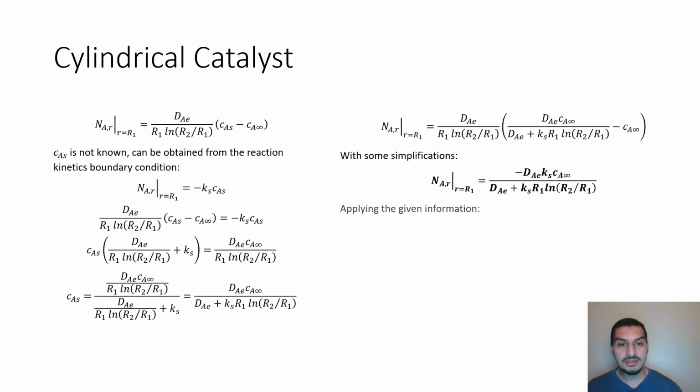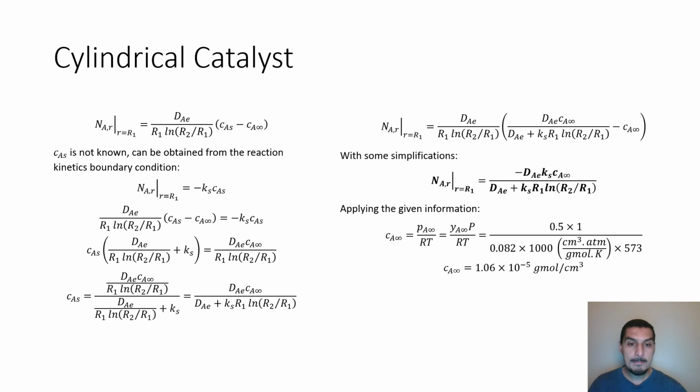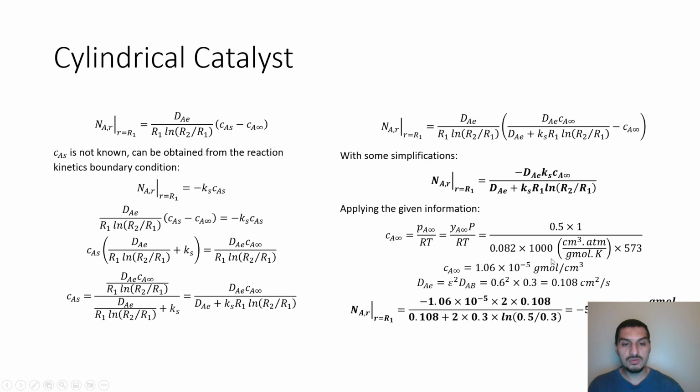Now we can apply the information that we have for the flux and for the diffusion coefficient for Ks and CA infinity. C infinity can be calculated from the ideal gas law. It's P divided by RT, and P equals Y multiplied by P, which is Dalton's law, and this is the value of CA infinity. We have the diffusion coefficient, and the flux can be calculated to be this value. So this is for the first part of the problem.